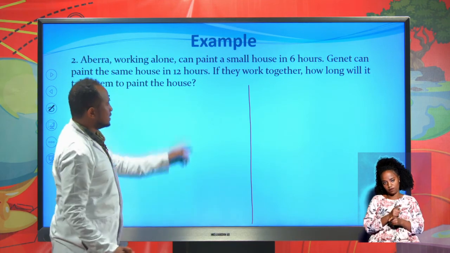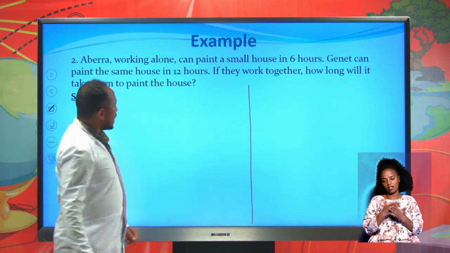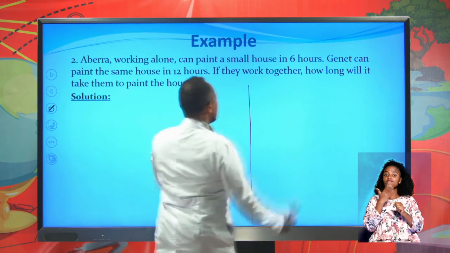Now, before the solution, let's see one thing. Abera can paint the house in 6 hours.